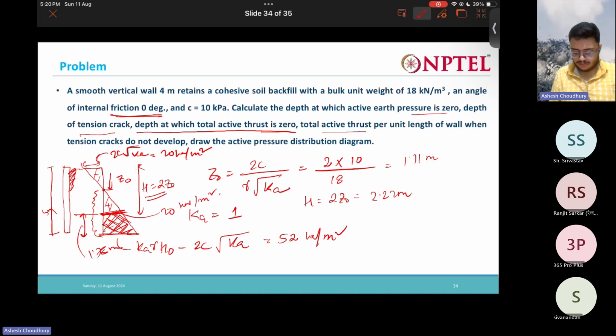If you are confused, just try to see a basic soil mechanics book. You will understand it very easily. Nothing else. That's all the basics we solved, just to revise our basic concepts of these retaining walls, and then we discussed everything. That's all.